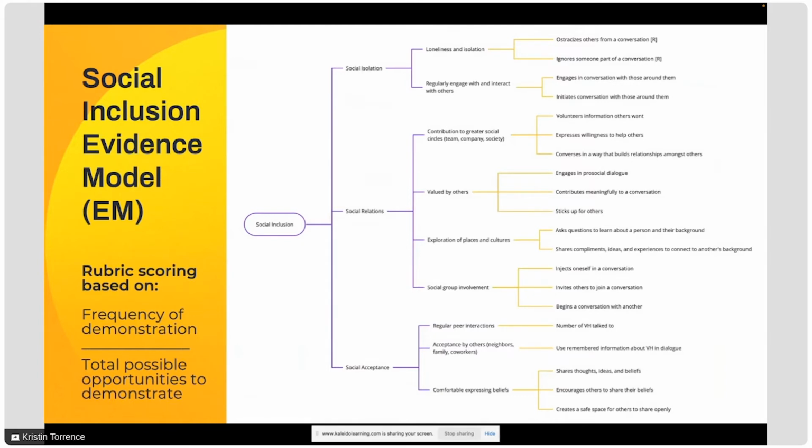So how this would work is that the observable indicators on the very right-hand side, these are things that the system is looking for in the virtual reality experience, can now be scored on a rubric. This particular rubric will be based on the frequency of demonstration out of total possible opportunities to demonstrate. So for example, at the very top, there's an indicator that says ostracizes others from a conversation.